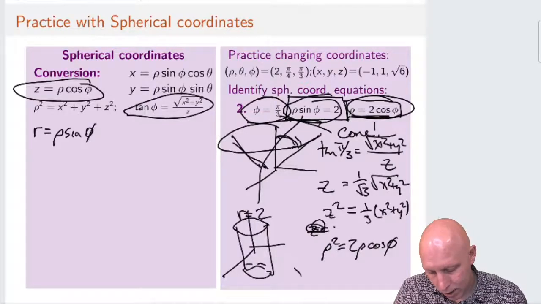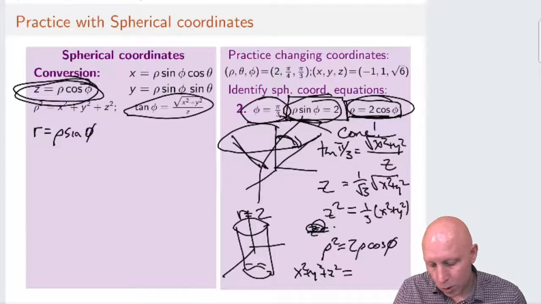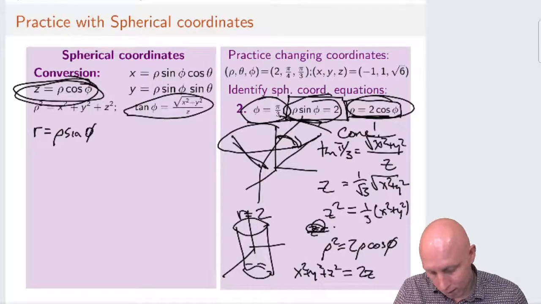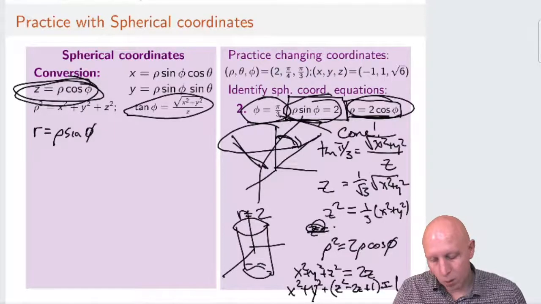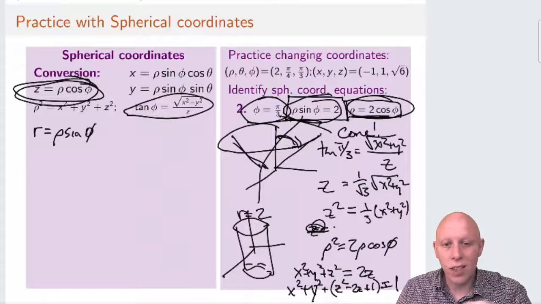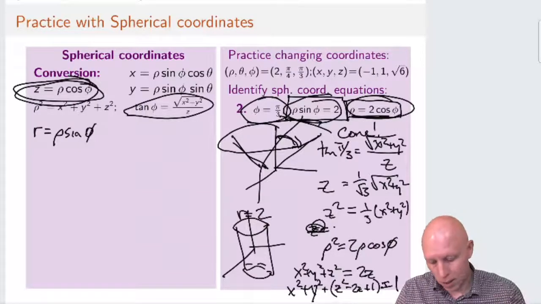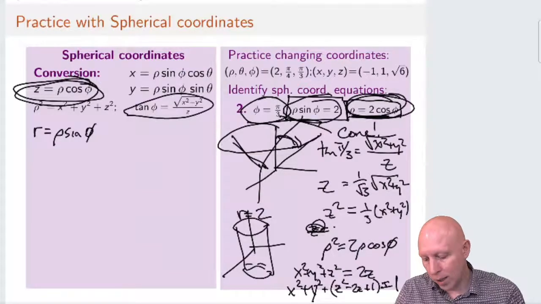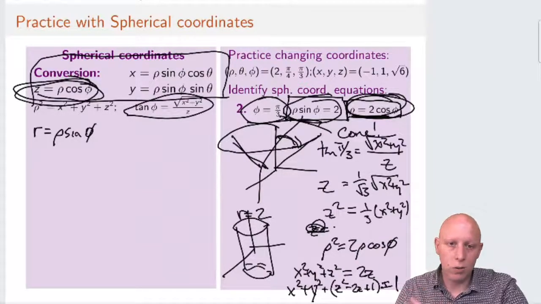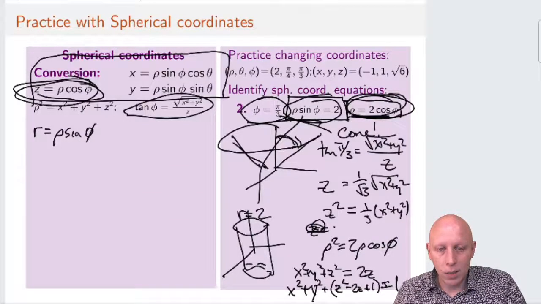And so rho squared is x squared plus y squared plus z squared, and 2 rho cosine of phi is equal to 2z. So if we take x squared plus y squared plus z squared minus 2z, and add 1 to both sides, what we see is we get a sphere that's centered at 0, 0, 1. So this is applying the different formulas that we have to convert things into x, y's, and z's.